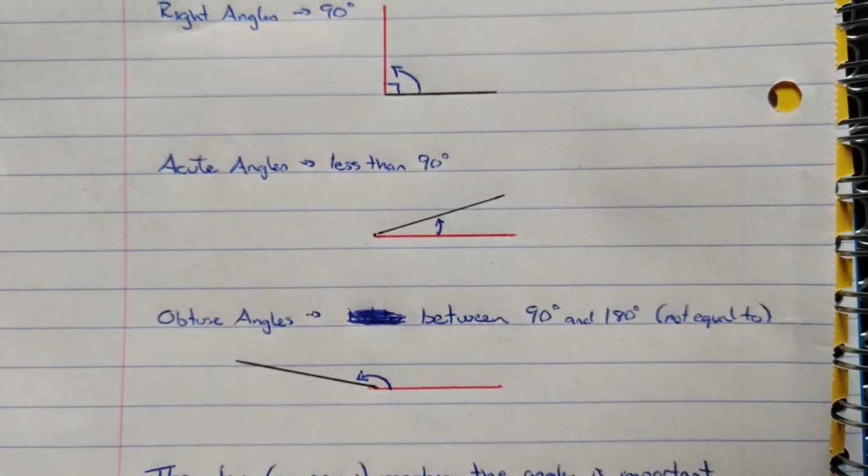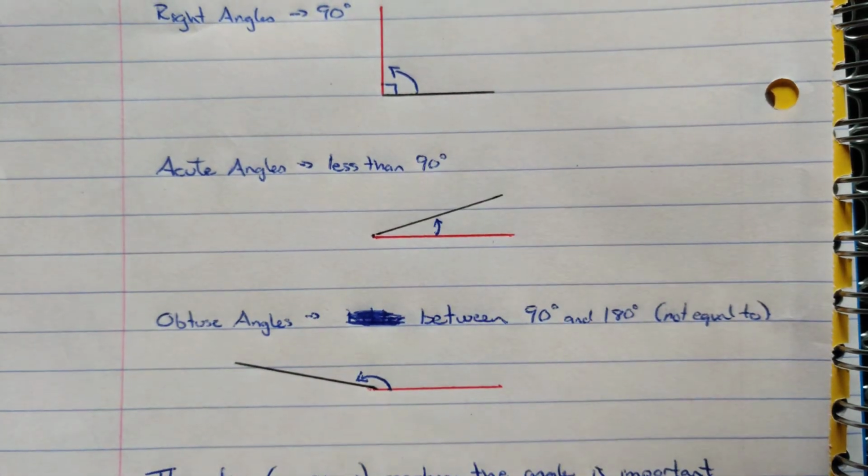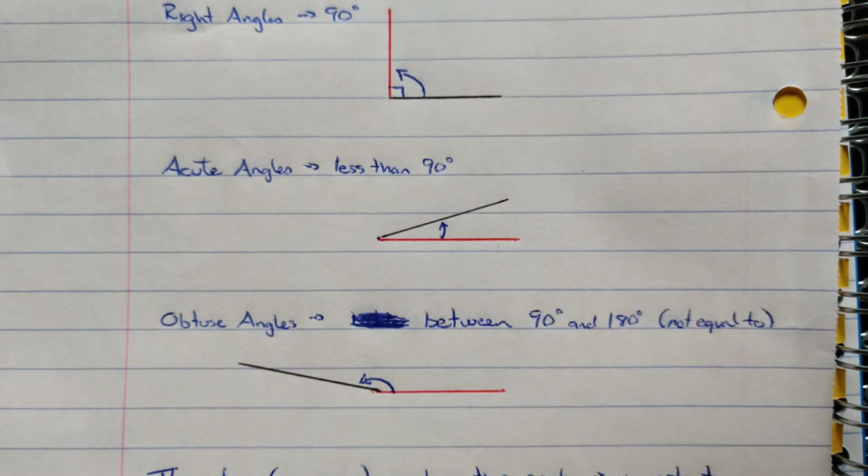Acute angles are those cute little angles that are smaller than 90. Okay, so this is an acute angle. Here it's smaller than 90 degrees. And when they get bigger than 90, but not greater than 180, they become what are called obtuse angles. Okay, so they're bigger than 90 and smaller than 180, and these are obtuse angles.